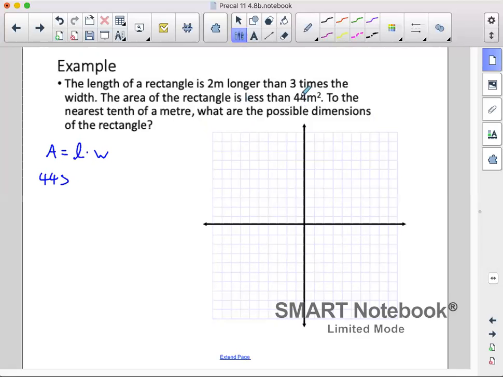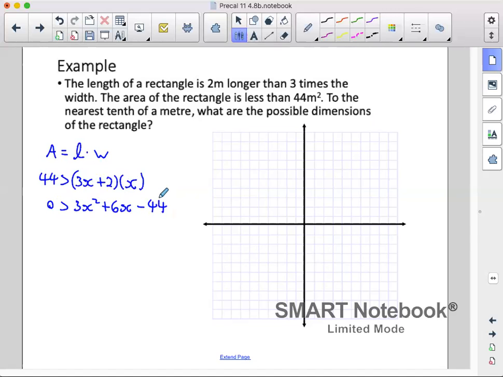times width. Our length is 3 times our width plus 2, and we'll say our width is x, so (3x plus 2) times x. Now rearranging this, I'd move the 44 to the other side. I would also FOIL this out. So I've got 0 is greater than 3x times x is 3x squared, then 3x times 2, so plus 6x minus 44.